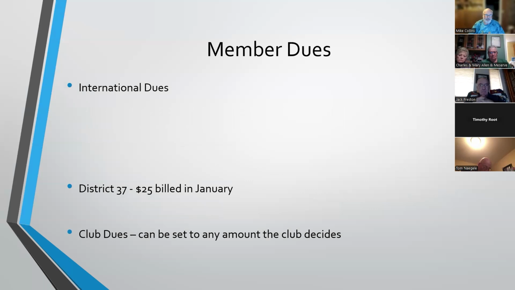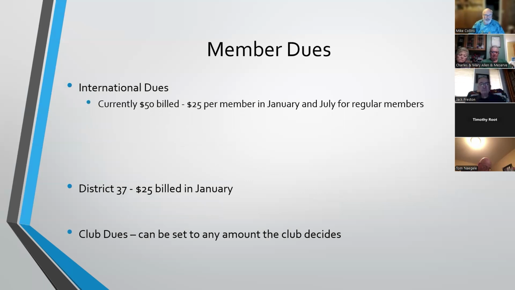Anyway, dues now. International, as of July, will bill $50 total for the year, 25 in July and 25 in January. They always bill twice; they always have. They always bill in July. This is the part where people get confused, because the district only bills once.